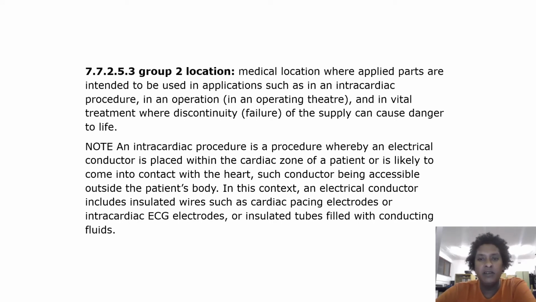Group 2 location. Medical location where applied parts are intended to be used in applications such as an intracardiac procedure, in an operation, in an operating theater, and in vital treatment where discontinuity or failure of the supply can cause danger to life. Note, an intracardiac procedure is a procedure whereby an electrical conductor is placed within the cardiac zone of a patient or is likely to come into contact with the heart, such conductor being accessible outside the patient's body.